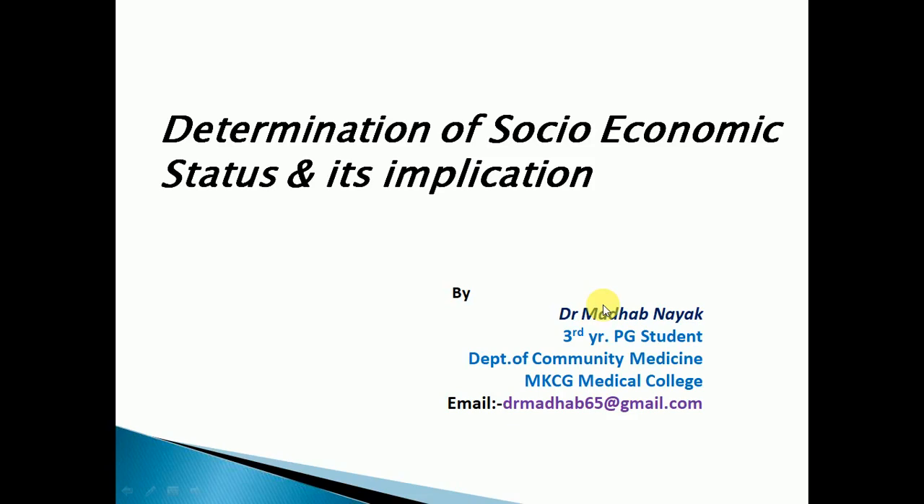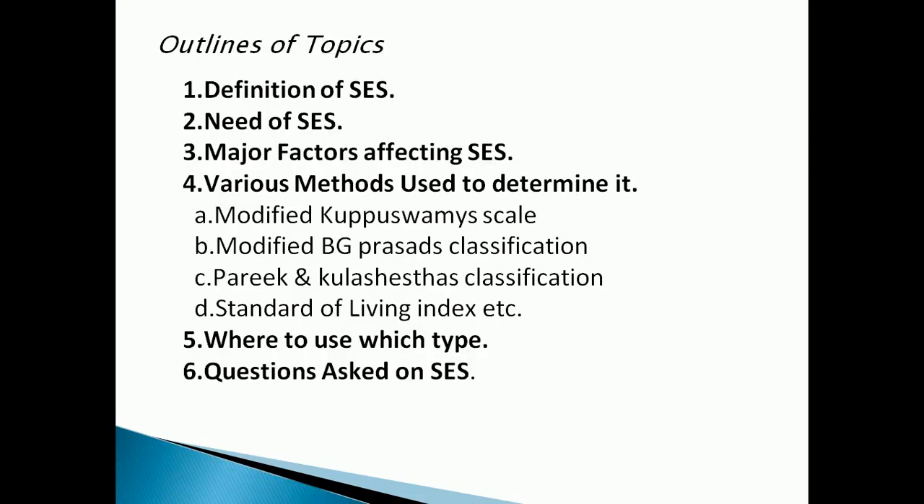Dear students, today we discuss the topic determinations of socioeconomic status and its implications. The outline of my topics is: definitions of socioeconomic status, the need for socioeconomic status, the major factors affecting socioeconomic status, and various methods used to determine it, like the modified Kuppuswamy scale, modified Prasad scale, Pareek and Kulshrestha classification, standard of living index, etc.